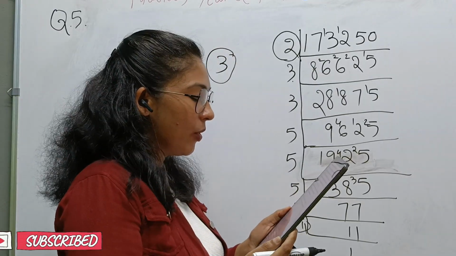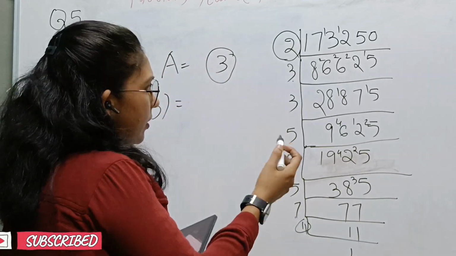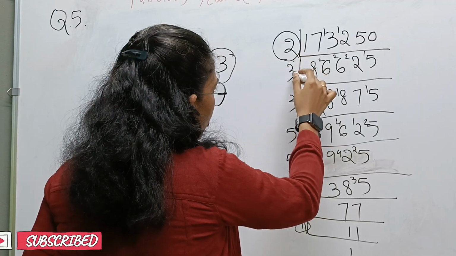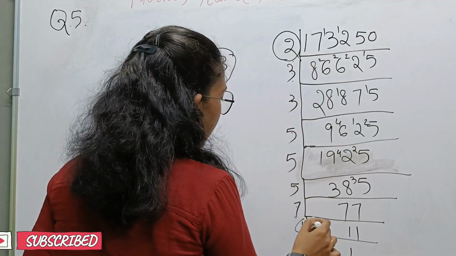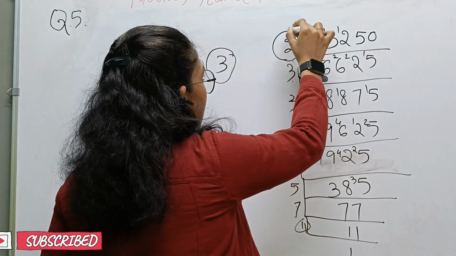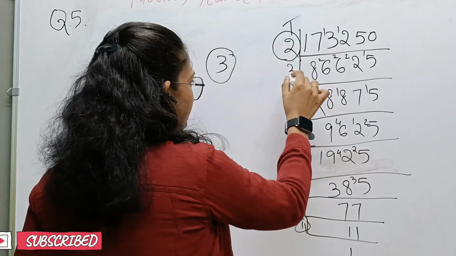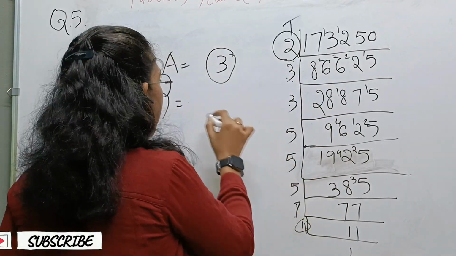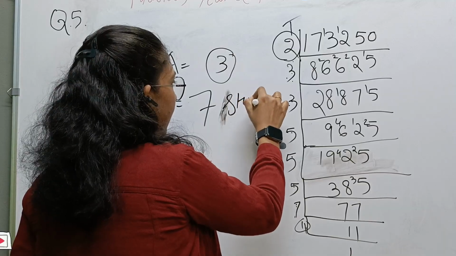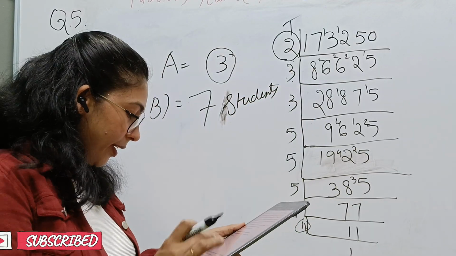So the second question, the B part, is how many students are in the class. So let's see how many students. There are 1, 2, 3, 4, 5, 6, 7, 8 factors. And 2 is announced by the teacher. So the remaining factors, that is 1, 2, 3, 4, 5, 6, 7. Sorry, 7 students are there. Hope it is clear for you.